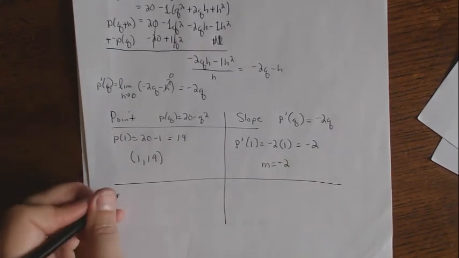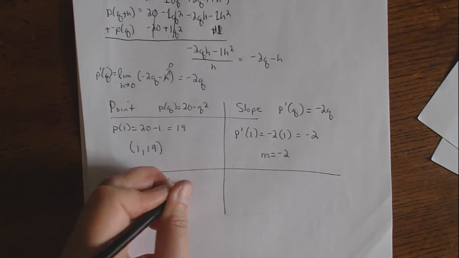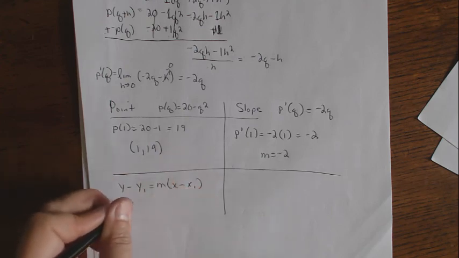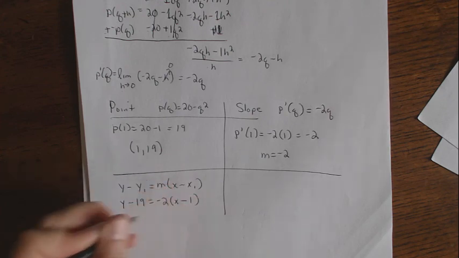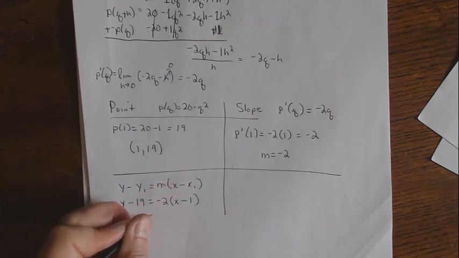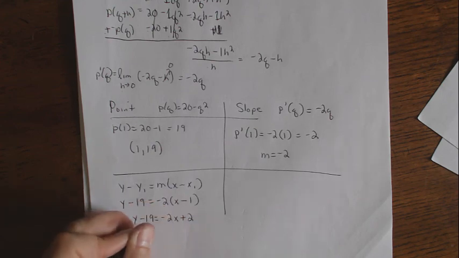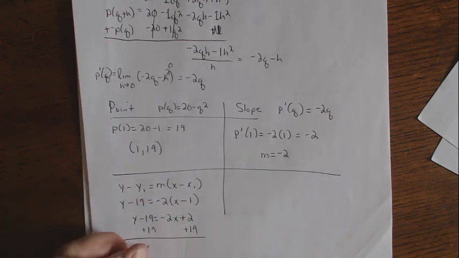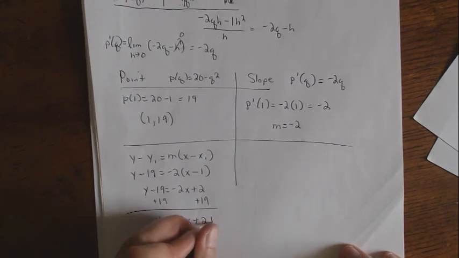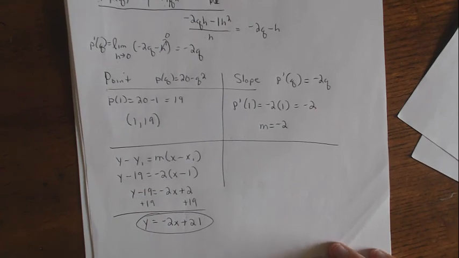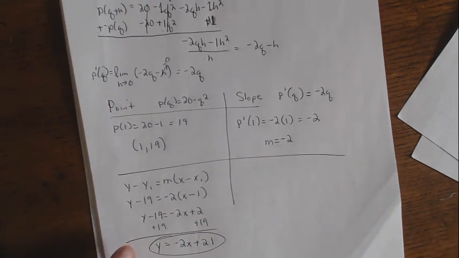Now I'm going to use point-slope form, which is y minus y1 equals m times x minus x1. So that would be y minus 19 equals -2 times x minus 1. Y minus 19 equals -2x plus 2. Add 19 to both sides. I'm going to get y equals -2x plus 21. So that is my equation of the tangent line at x equals 1.